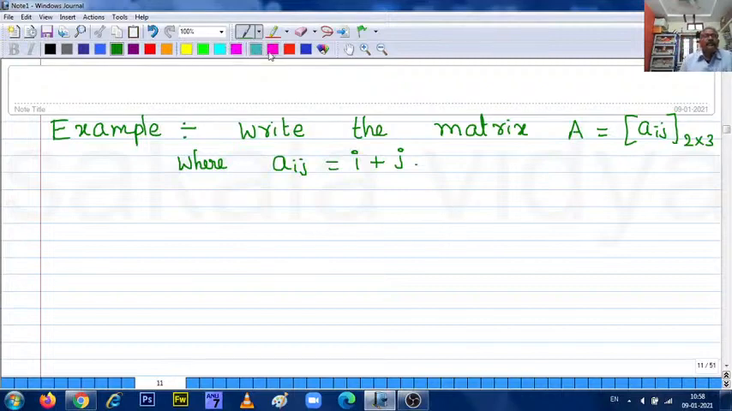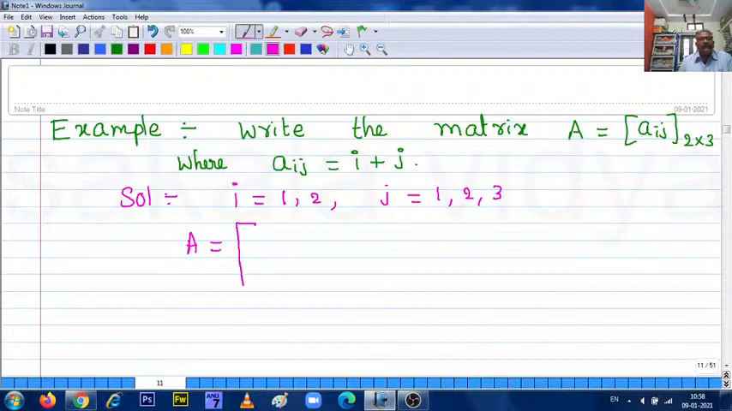So now here is the solution, which you can find in a very easy manner. i takes the values 1 to 2, so i equals 1, 2, whereas j takes the values 1, 2, 3. So now, first write down the general matrix with the help of this: 2 rows and 3 columns. That means you will get A11, A12, A13, next A21, A22, A23.